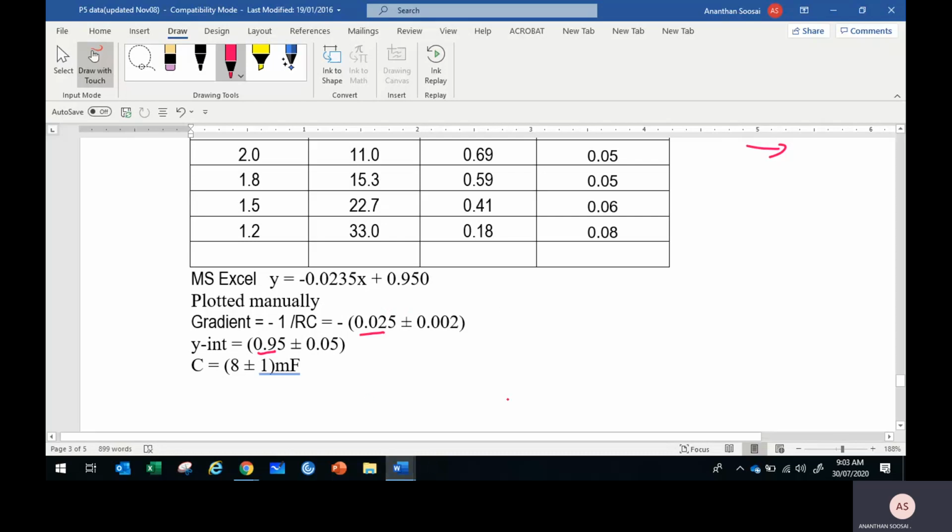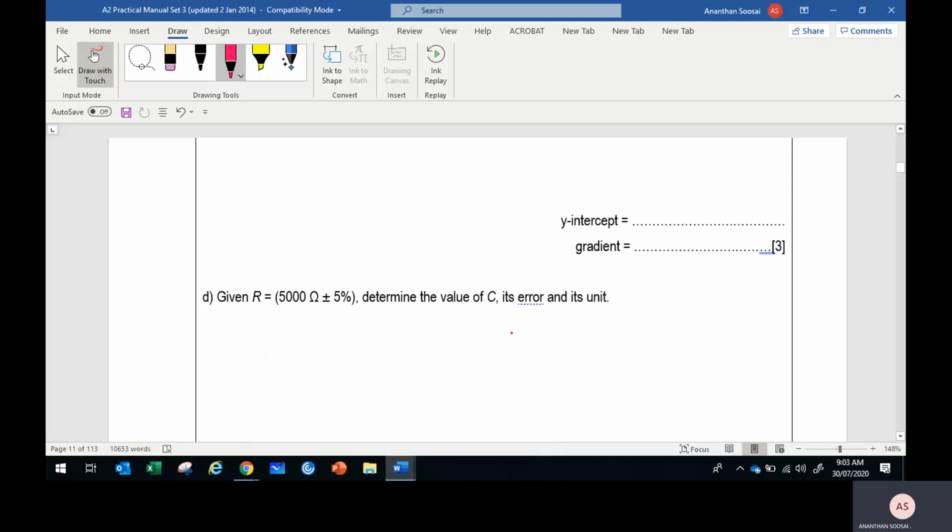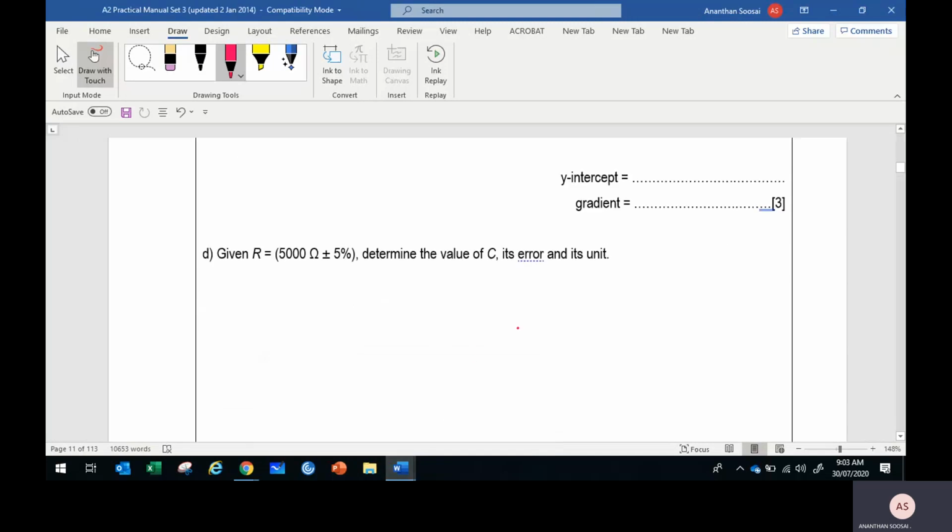Class, let's go for the last part, capacitance. Okay, go to the question. I put a common number here. Let's say you got the y-intercept as A plus minus B, and the gradient as C plus minus D. They want capacitance, but the resistance also has an error of 5%. So they want the C value. What is the capacitance formula?